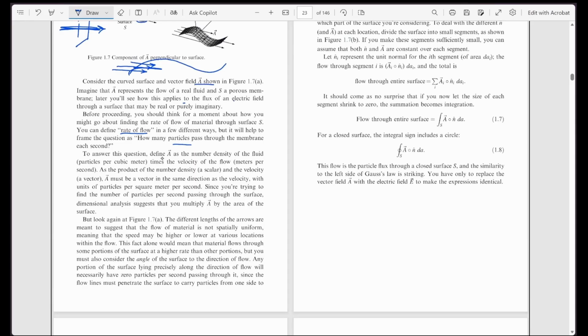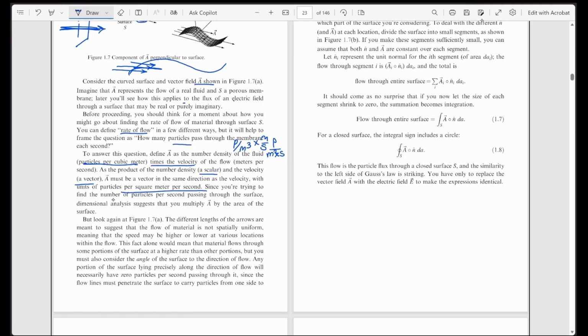To answer this question, define A as the number density of the fluid. So A is just particles per cubic meter times the velocity of the flow, meters per second. So particles per cubic meter times what? Meters per second. That will give us particles per square meter per second. As a product of the number density, a scalar, and the velocity, a vector, A must be a vector in the same direction as the velocity, with units of particles per square meter per second.